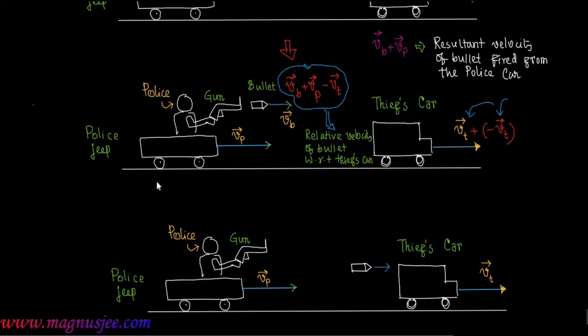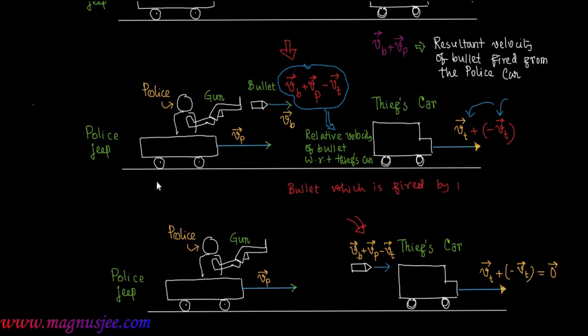Now the bullet strikes the thief's car. The bullet strikes the thief's car with the relative velocity vector VB plus vector VP minus vector VT. And the relative velocity of the thief's car is vector VT plus, under bracket, minus vector VT, which is equal to the zero vector or null vector. That means the thief's car is brought to rest to observe the motion of the bullet.